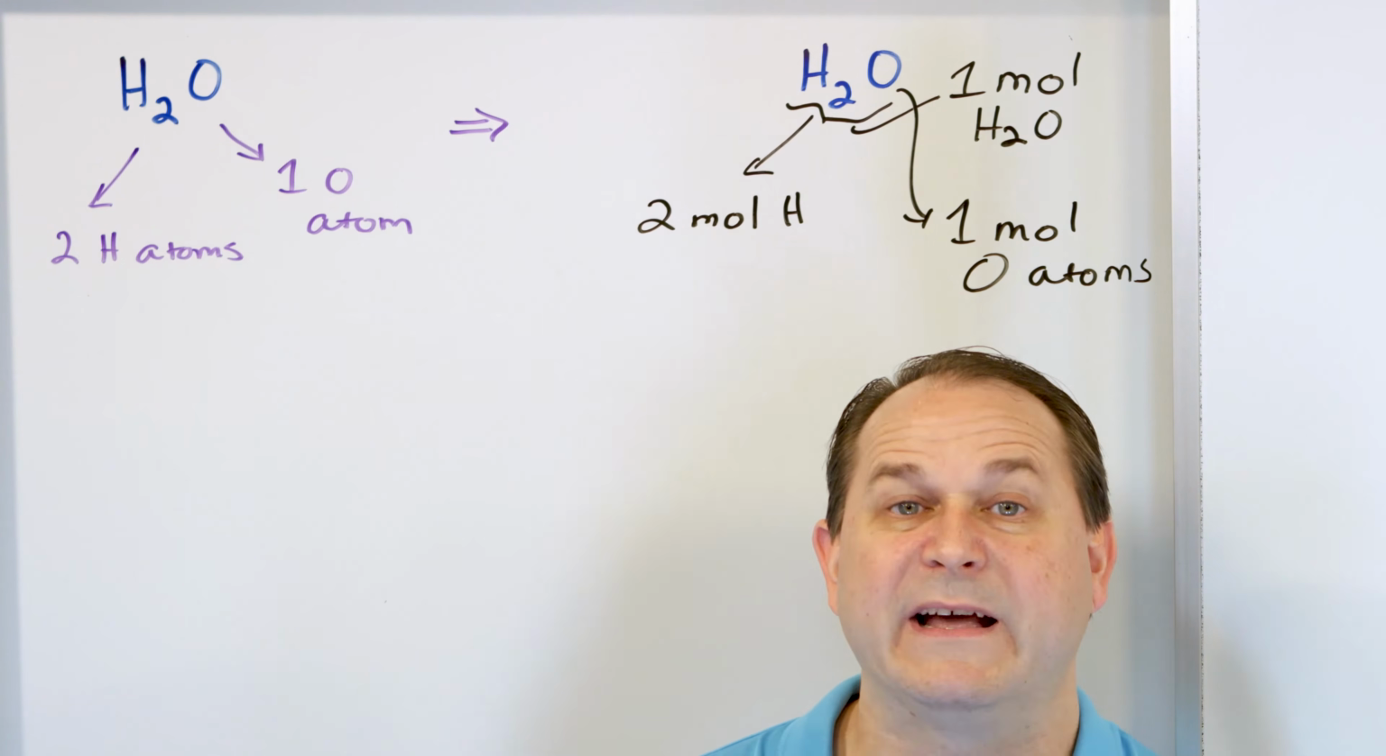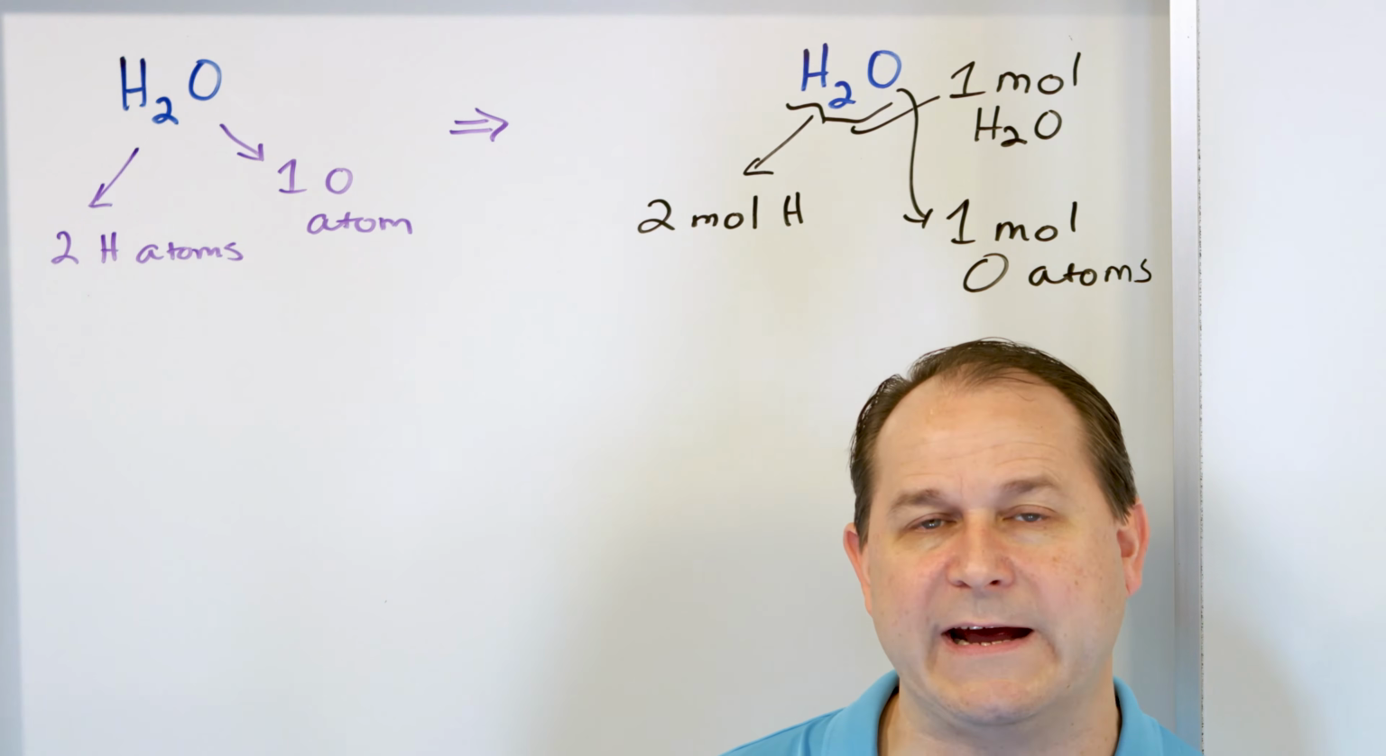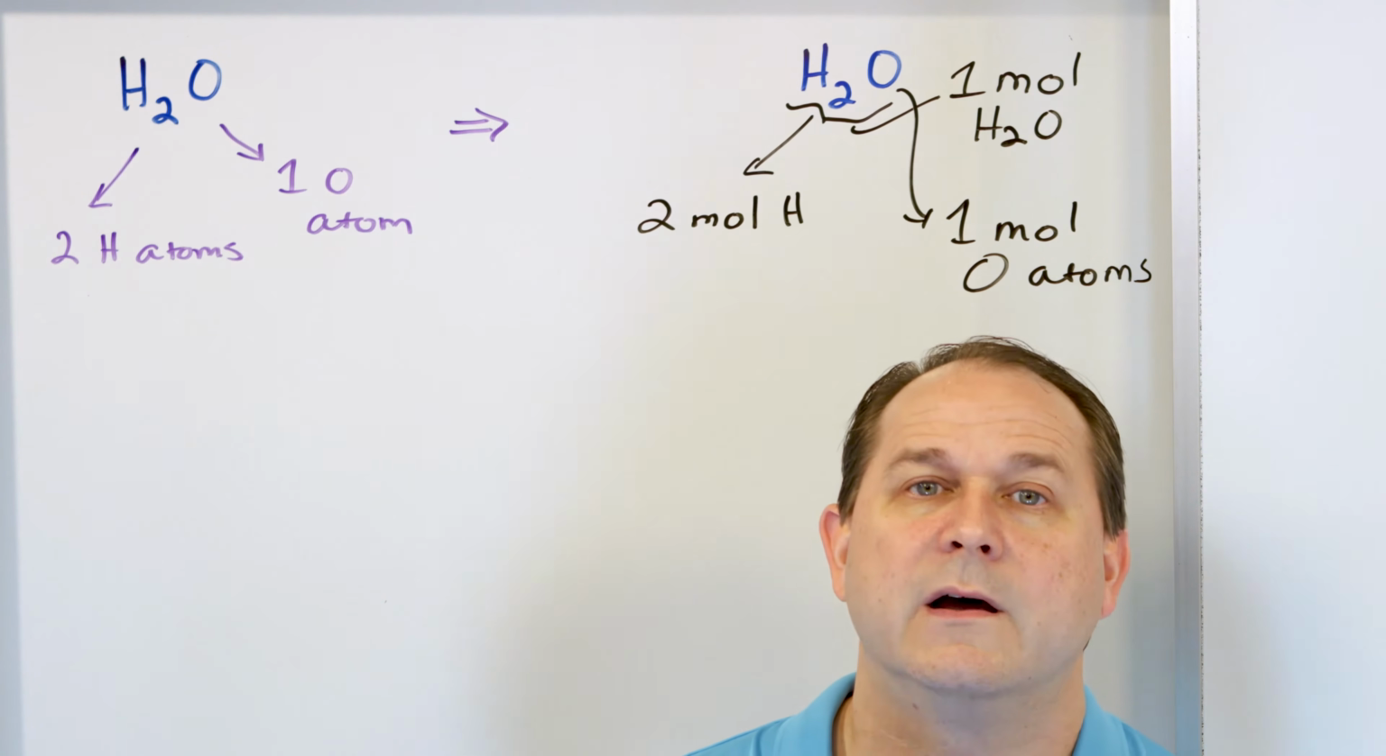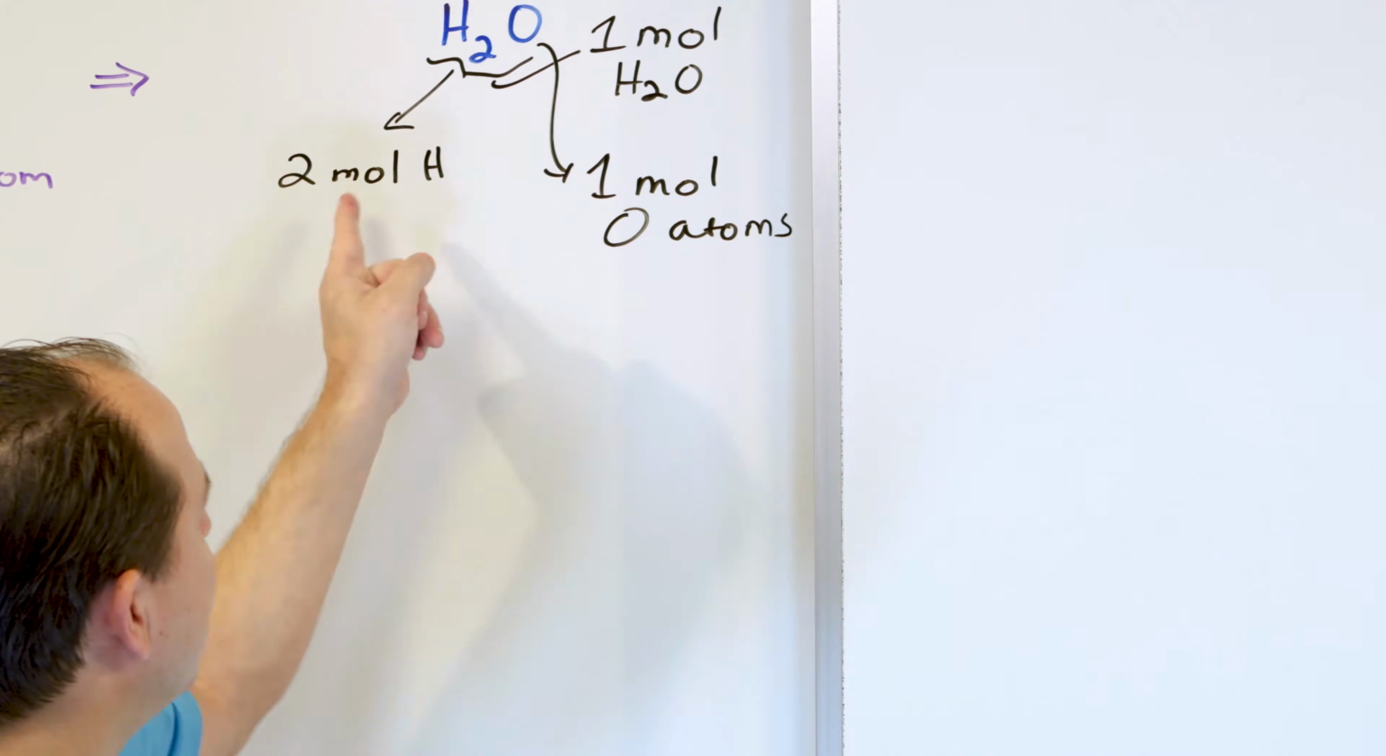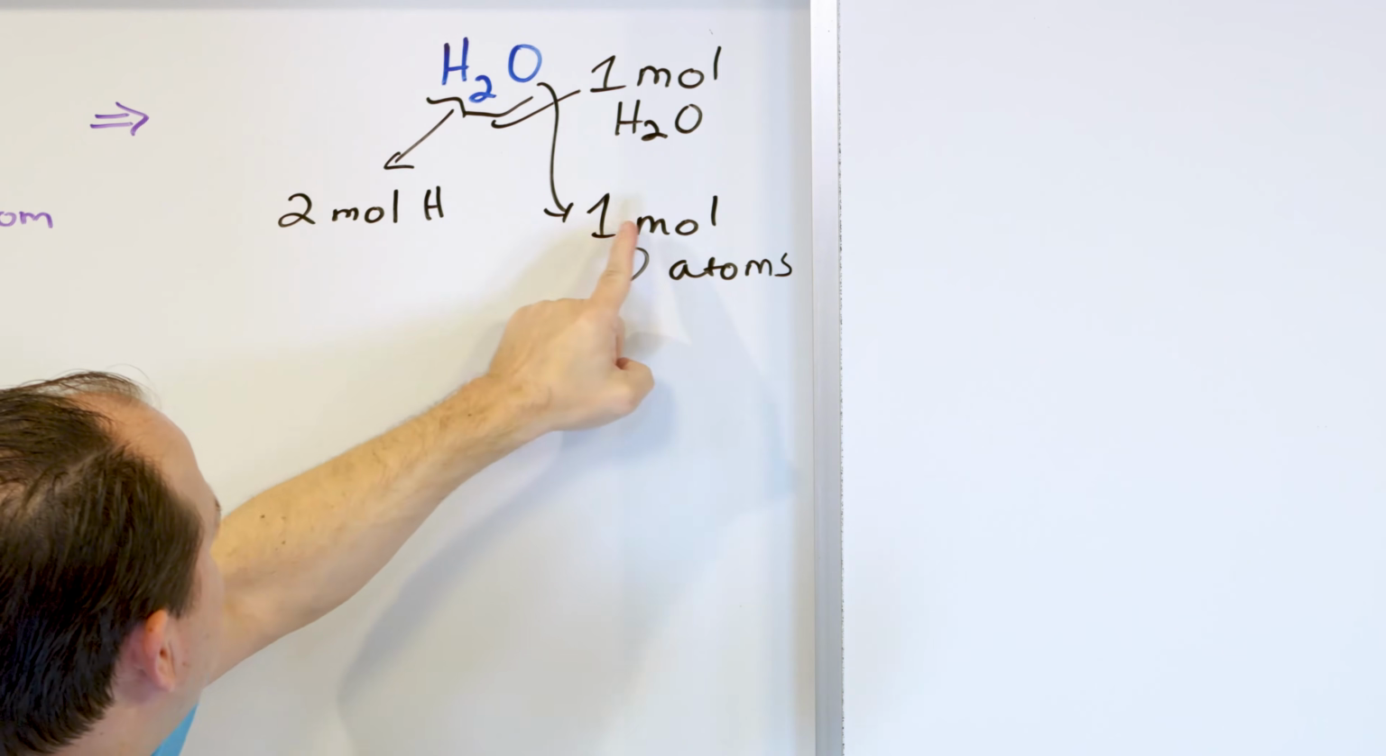Why do we care about this? Because this is how we begin to understand the empirical formula of a compound. So I'm going to read this out loud, and then I'm going to write it down in shorthand form. Okay, we need to talk about something called the mole ratio. Mole means mole. Ratio means ratio. Think about the moles we have here. We have 2 moles of this, and we have 1 mole of this.